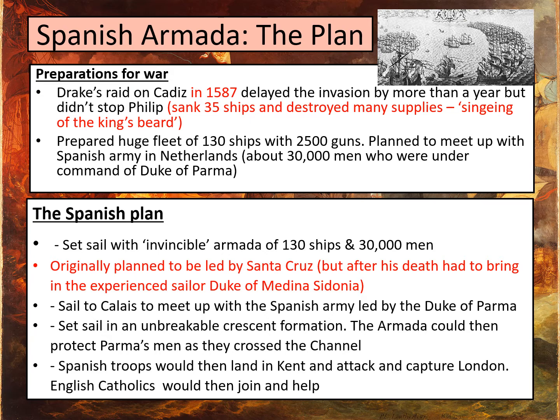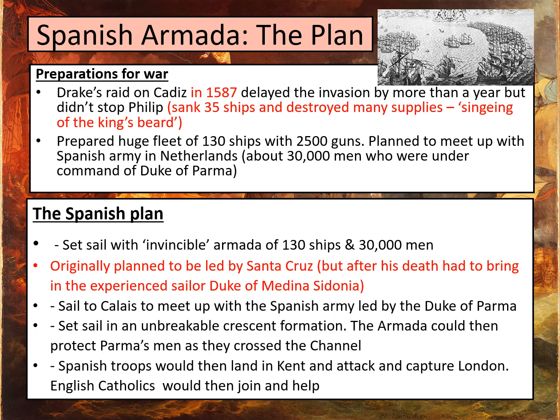And he planned to meet up with the Spanish army in the Netherlands. So when they got to the Netherlands, they were going to collect about another 30,000 men who were under the command of the Duke of Parma. So this wasn't a small operation. This was about collecting all of these men, all of these ships, and then going on to invade England.